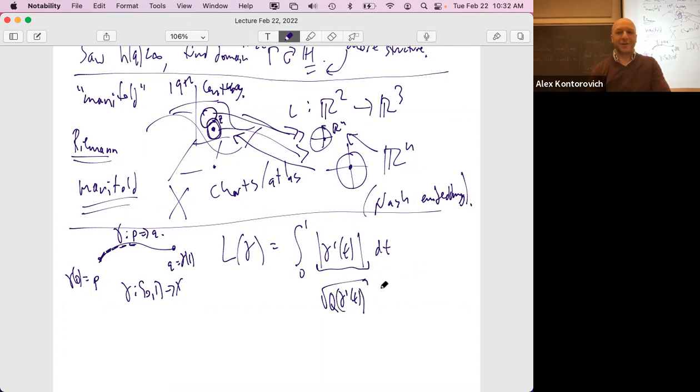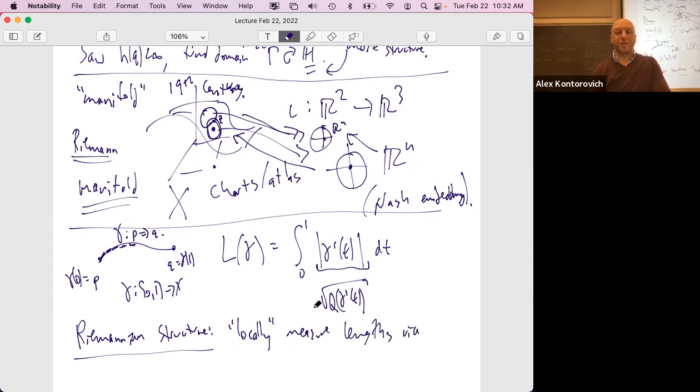q of gamma of t. So q, the point is what Riemann understood, Riemann's main idea here. It's called a Riemannian geometry or a Riemannian structure. A Riemannian structure is to locally measure lengths via some quadratic form, via a local quadratic form.